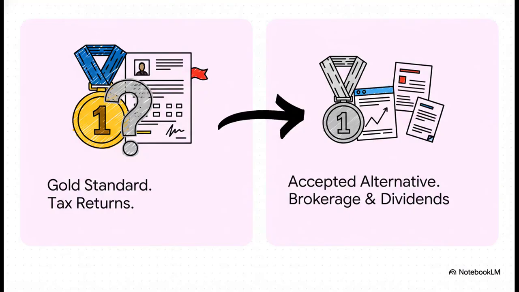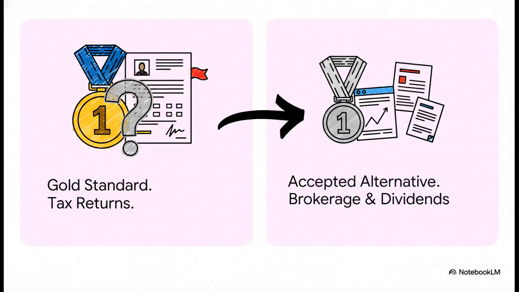So the regulation creates this 2-tiered system for proof. Primary evidence is the gold standard, an actual receipt from the foreign government's treasury or a copy of a foreign tax return. But let's be real, for a regular investor, that's just not going to happen. And that's exactly why they created the second tier for secondary evidence.